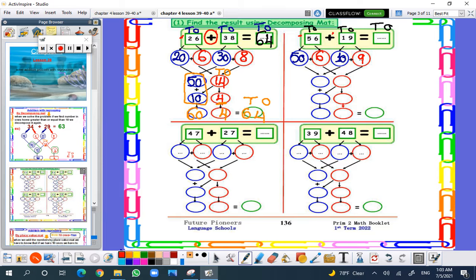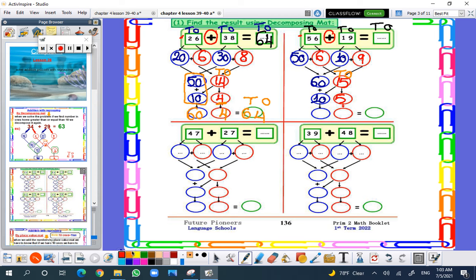So 9 plus 6 plus 9 equals 15. I'm going to write 15 on the red ball. And 50 plus 10 equals 60. Can Primary 2, can you write 15 like that on the ones? No, I'm going to decompose it again. So 15, it will be 10 on the tens and 5 on the ones.